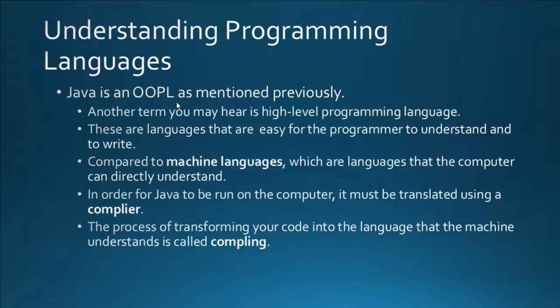In order for Java to be run on the computer, it first has to be translated using what is known as a compiler. The process of transforming your code, like that Hello World program that we wrote, into the language that the machine understands, so binary, hexadecimal, whatever it's going to use, is known as compiling.